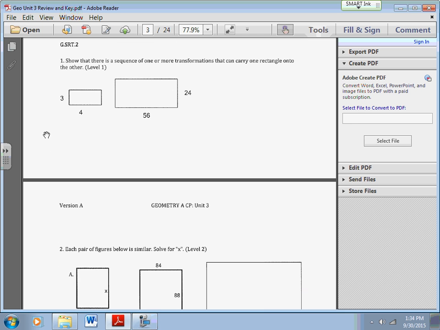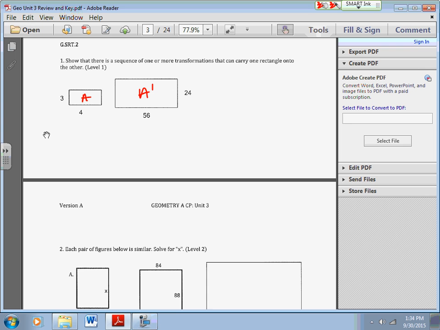Let's go to this one right here. Number 1. I didn't catch this. It says show there's a sequence of one or more transformations that can carry one rectangle onto the other. Now here's the problem. I didn't state which one was A and which one was A prime, so I fixed that on the test.